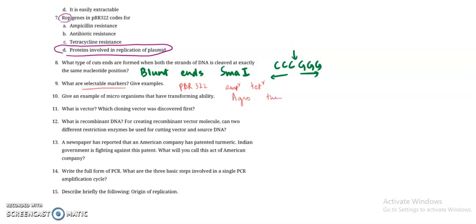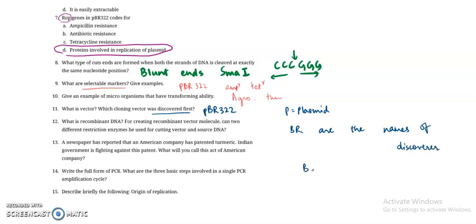What is a vector? Vector is a DNA molecule that has the capacity to take another DNA molecule, and while cloning vector has to be chosen, then one should always remember that it should have a definite ori site. Because of the ori site only the gene of interest gets expressed. Then they are asking which cloning vector was discovered first. So here you'll be writing pBR322. Here p refers to plasmid. BR are the names of discoverers. B is Bolivar.